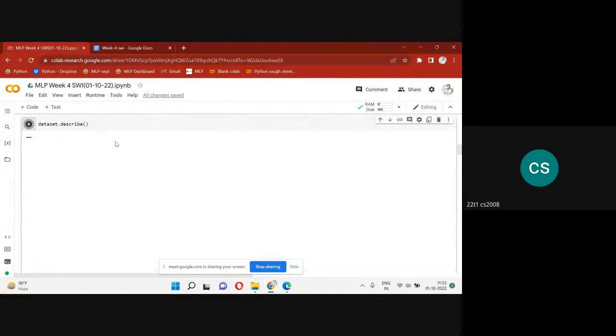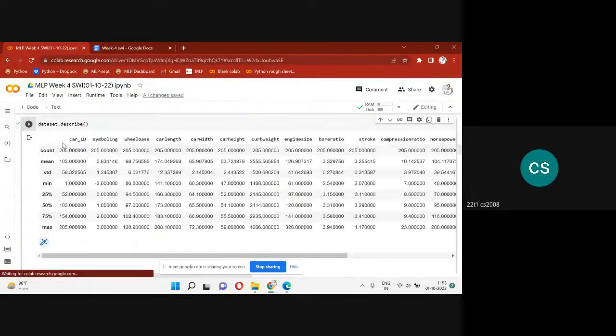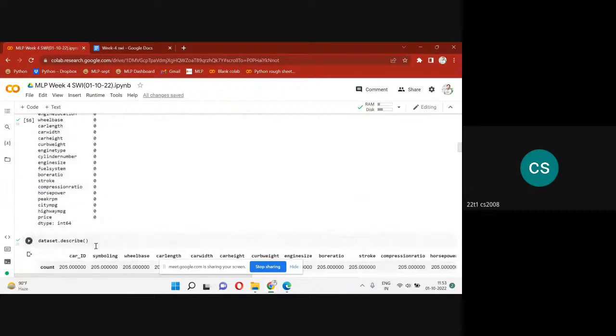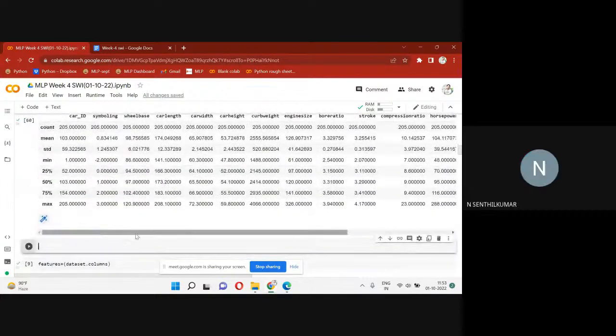You see here, it is numeric. If you want, you can take only numeric, or otherwise you can include all. But the columns are completely different for categorical and numerical values.